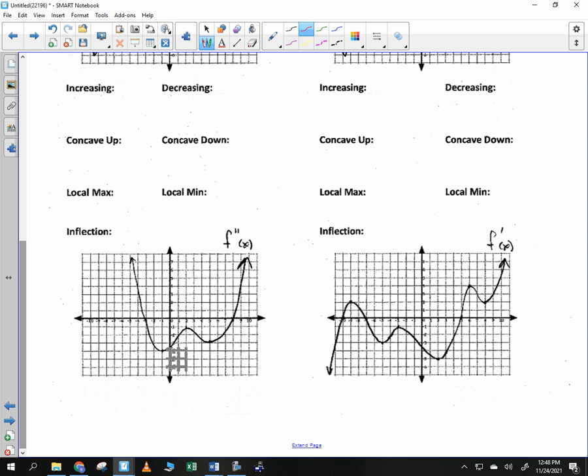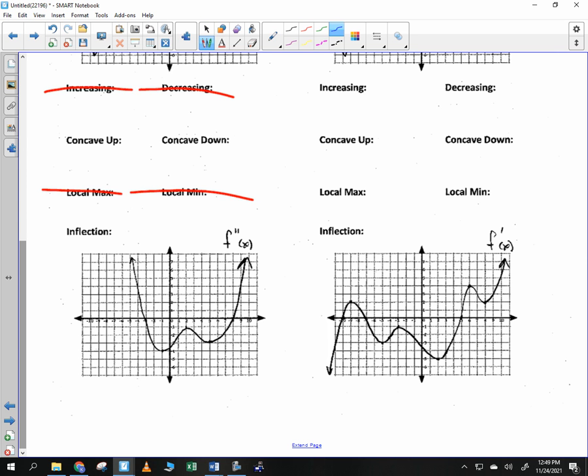What's different about the next graph? F double prime. What does f double prime tell us about? The derivative of the derivative. I heard concavity and inflection. Everybody agree with concavity and inflection? So does it tell us anything about increasing? No. Decreasing? No. Local max, local min, those are out. We can't determine things about that when we just have the second derivative.